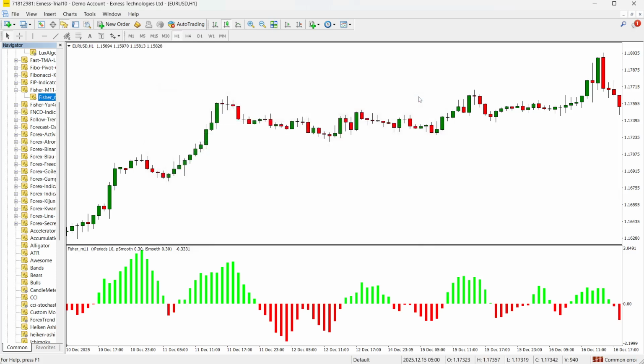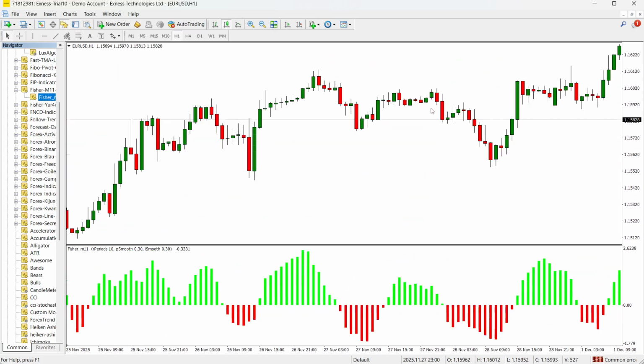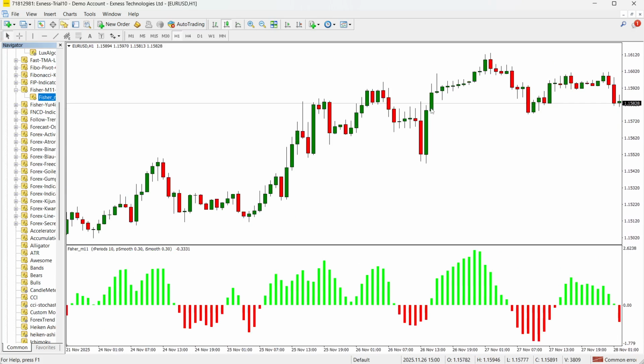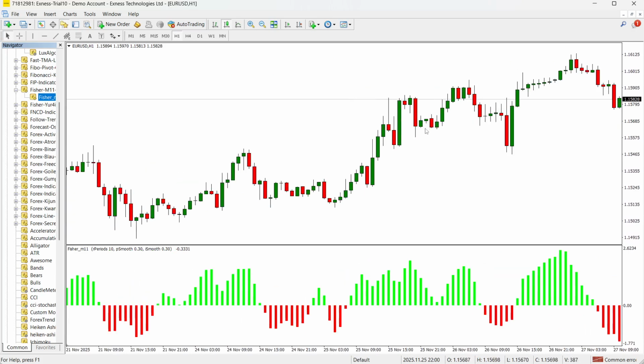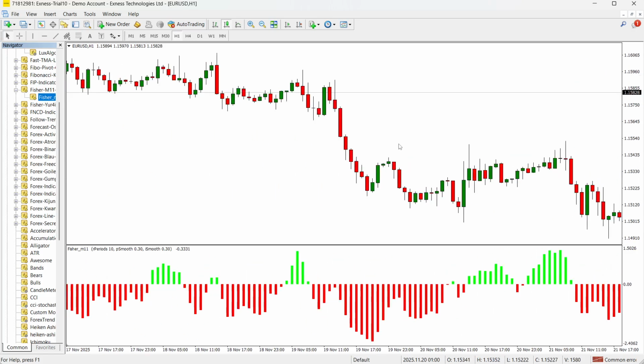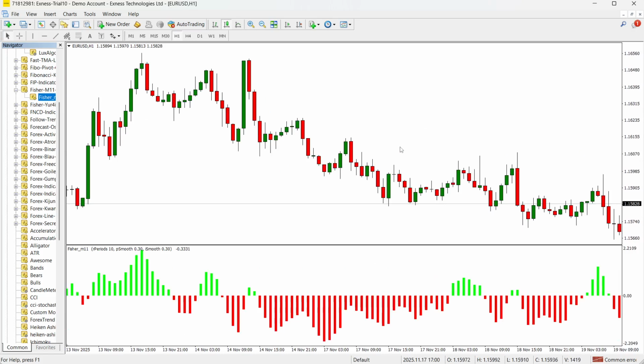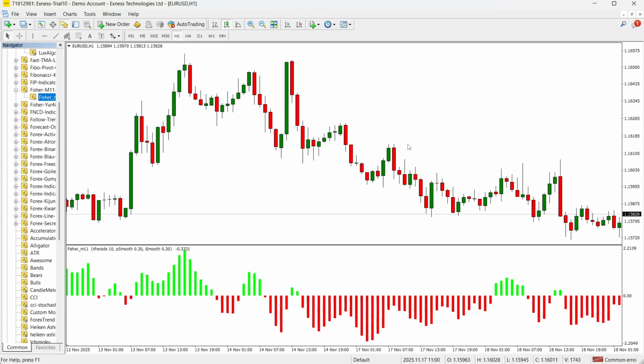As for who it is for, the Fisher M11 indicator is aimed at traders who want a clear, color-coded histogram to read trend direction and momentum at a glance, rather than juggling multiple oscillators. It can be useful for both intraday and swing traders who use the green above zero and red below zero phases to confirm the direction of their setups or to watch for potential turning points.